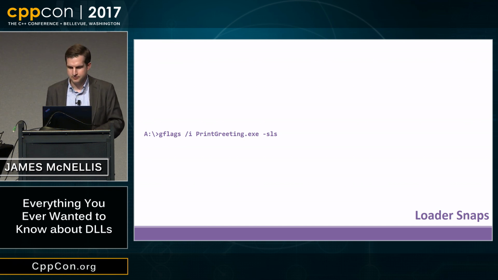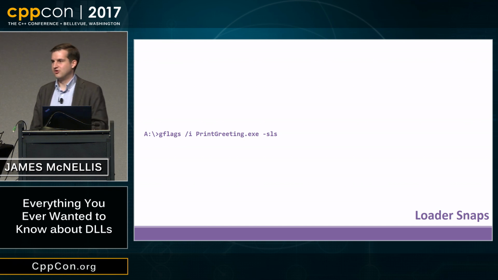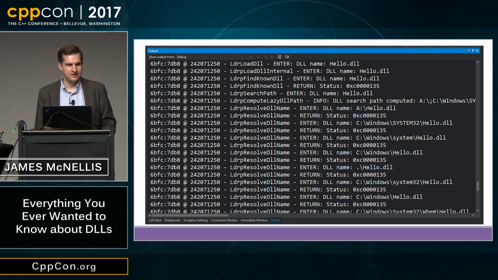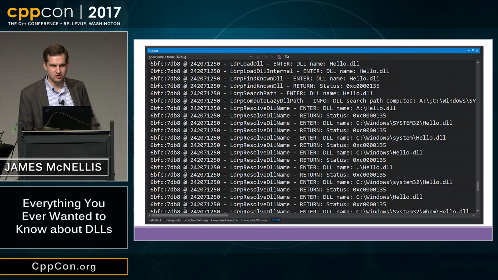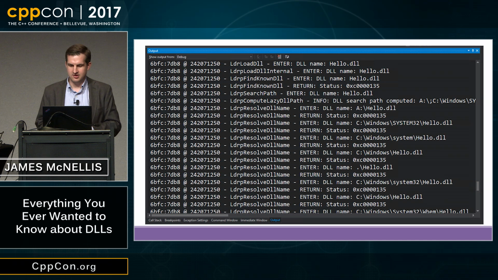And then when you're done, you just need to run gflags again with -SLS instead of +SLS to turn it off again. Now you're probably thinking, oh, cool, this is a great reason to use the Windows debuggers. And since I work on the debuggers team, I'd like to say that. But this actually works with any debugger. You have to run the gflags program separately, but then like in Visual Studio, the output will show up there as well. Basically the loader uses OutputDebugString.